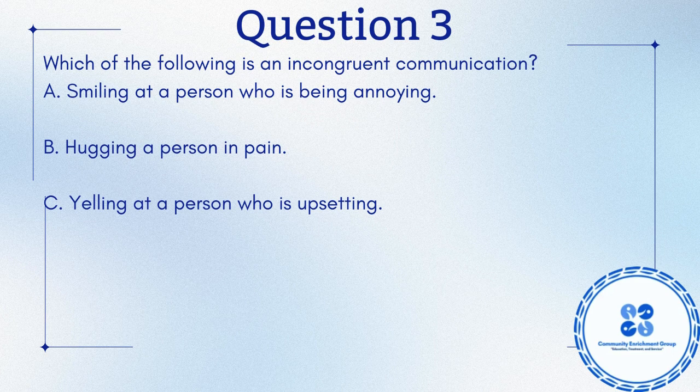Let's do our process of elimination. We're definitely going to eliminate B because that's congruent communication. You would want to hug a person who is in pain. And you might even find yourself yelling at a person who is upsetting. So definitely those two reflect congruent communication. Whereas selection A, smiling at a person who is being annoying, is incongruent communication.